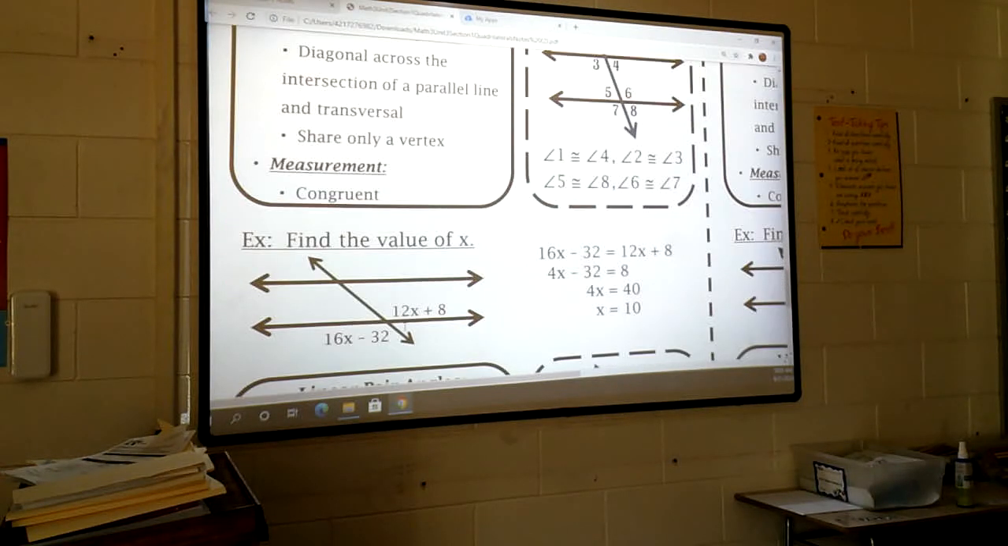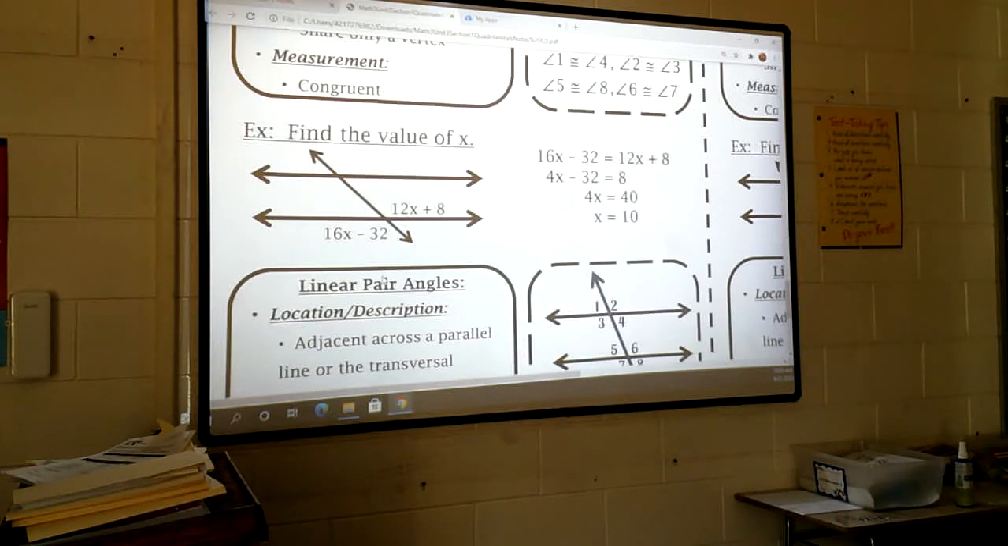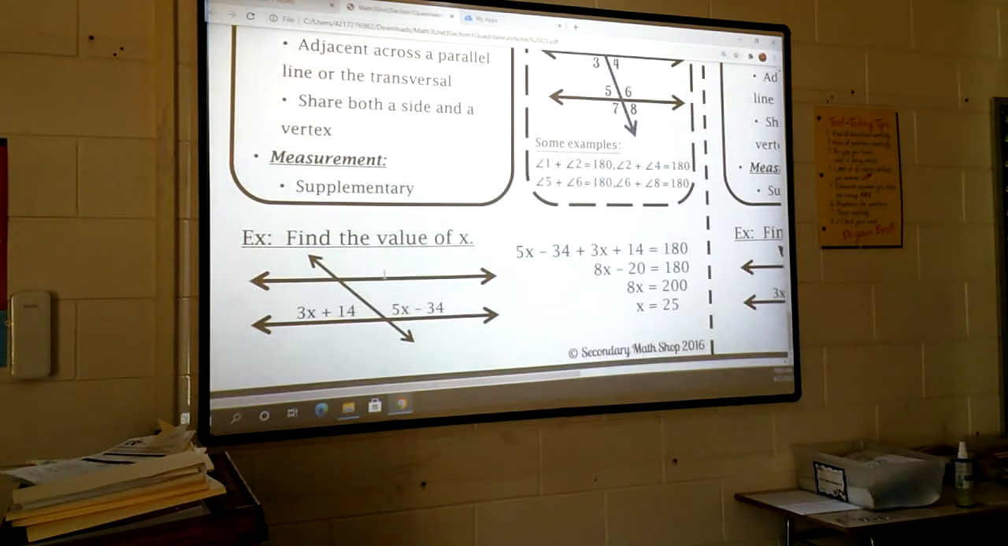So if we know these two, we see that they're vertical angles because they're right there opposite of each other. And we can say 16x minus 32 equals 12x plus 8. And then we can solve for x. So again, vertical angles are congruent, which leaves us with this last set of angles.